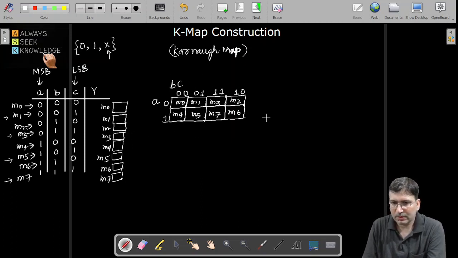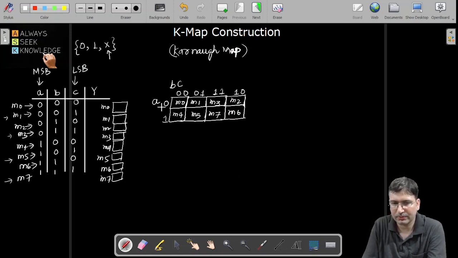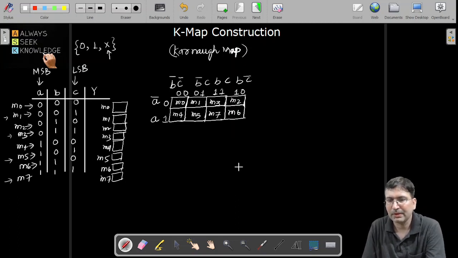So if we represent it in terms of variables, you can say this is representing A bar and this is representing A. Here it is representing B bar, C bar. This is representing B bar C. This is BC and this is representing BC bar, right? So this is the K-map and the arrangement.